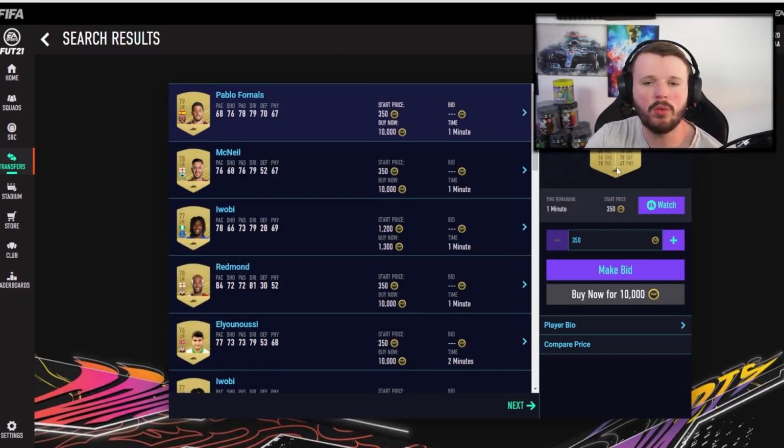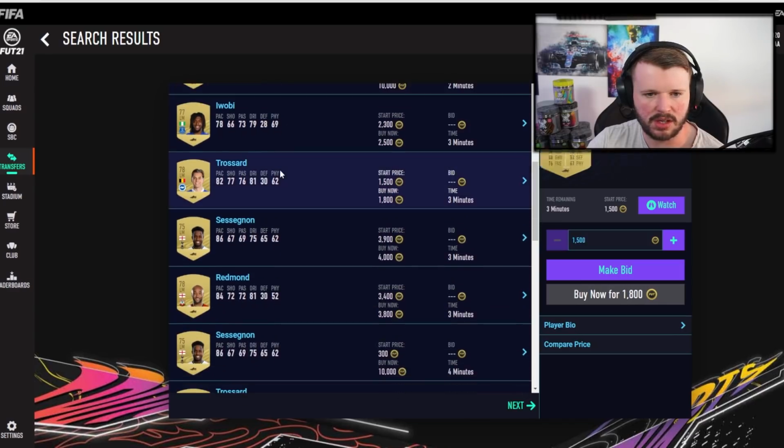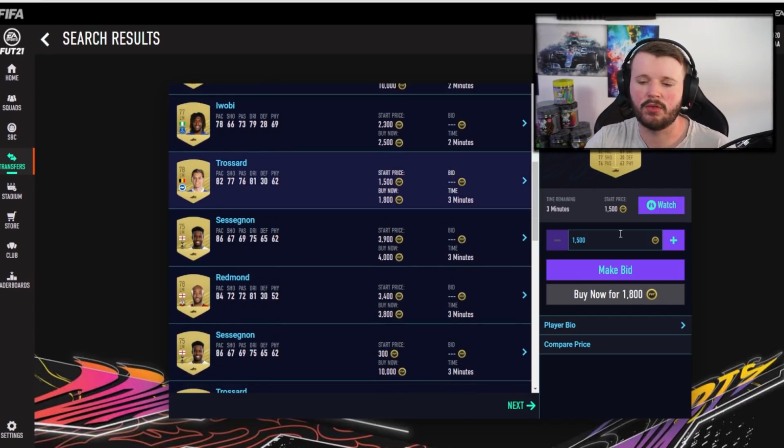This guy, don't go and buy him. He's not going to be any good. No one's going to want him in the future. Let's say, for example, let's see if we can find someone. Trossard's not too bad here, right? So let's say you see a Trossard on the market for his minimum start price. You might be able to get him for that starting price because not everyone's going to be looking at him, and you might be able to flip him for 200 coins profit and you can sell him there and then.